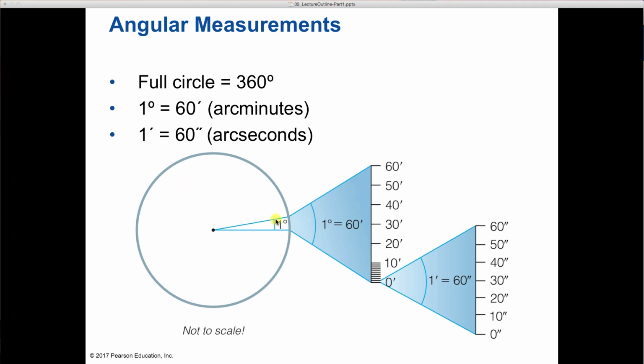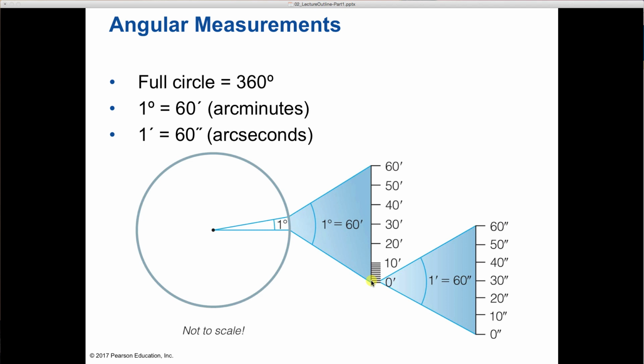But you can break this down even further. If I zoom in on this 1 degree, I can break it down into 60 little tiny slices. This kind of zooms in there. This is 1 degree. I've expanded the angle a little bit. We've divided it up into 60 little pieces. So a little tiny slice down here would be about what we call an arc minute of an angle.